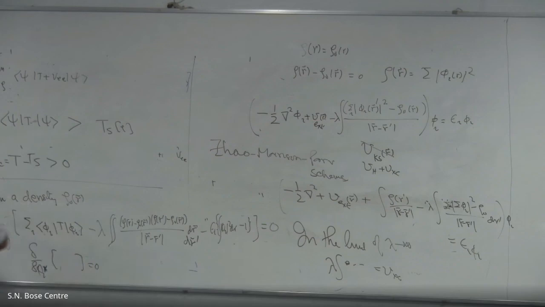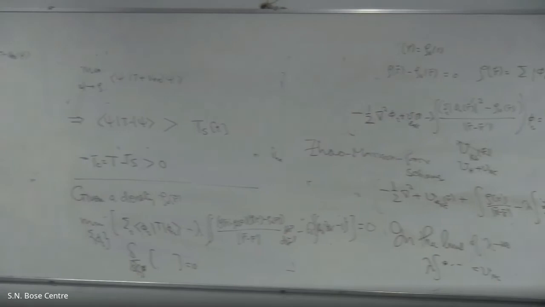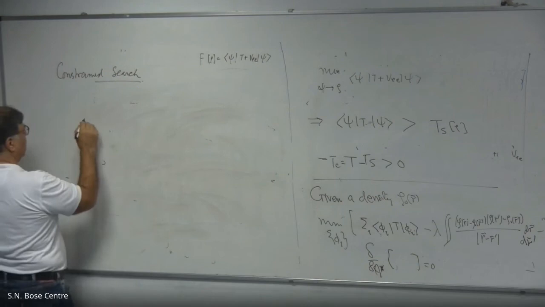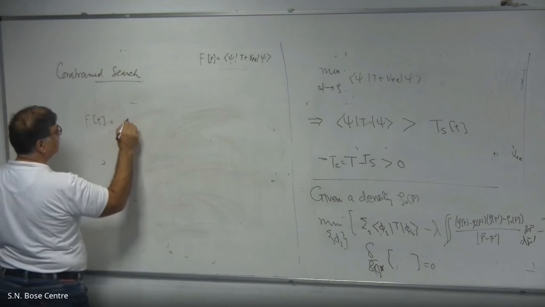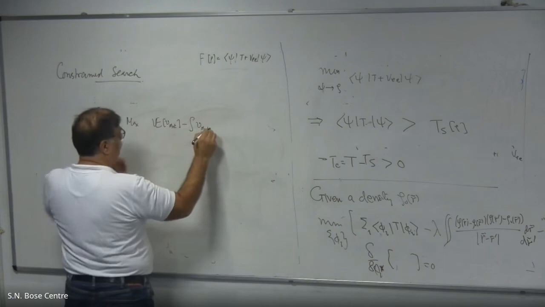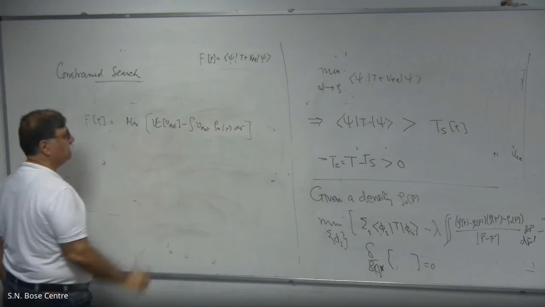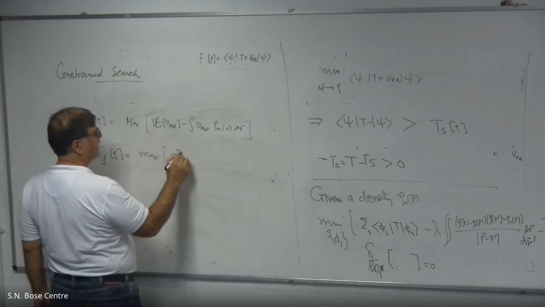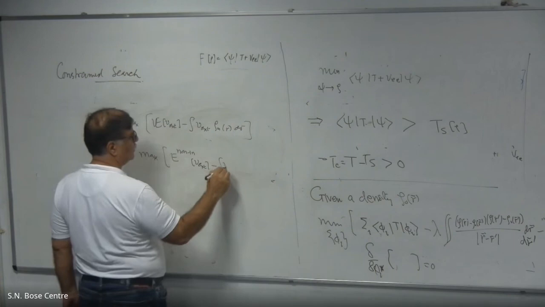Now, this was the Zhao-Morrison-Parr method. Exactly the same way you can do it using Lieb's method. And you say that F of rho is equal to a maximum of E, the external, minus the integration of V external given rho of r, V of r. For the Kohn-Sham system, this is T_s of rho, defined as maximum of E non-interacting, V external minus the integration. So this will become V one-shaft, rho of r.